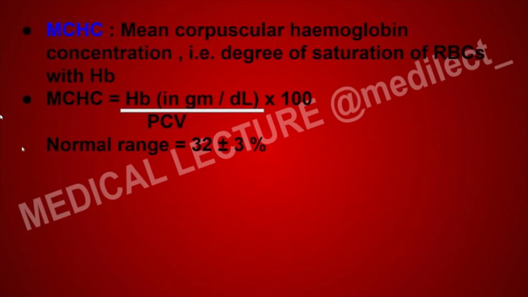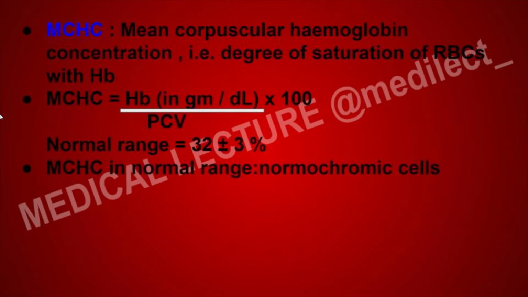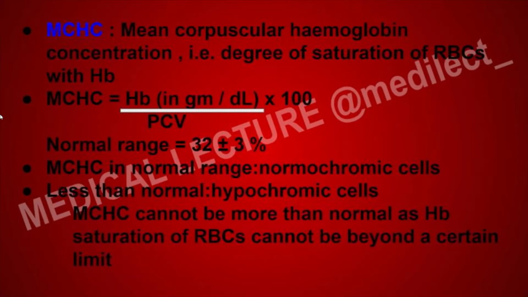Now, MCHC in the normal range is known as normochromic cells. MCHC less than normal is hypochromic cells, while MCHC cannot be more than normal. Remember, it can be normal or less than normal. The MCHC cannot be more than normal, as the hemoglobin saturation of the RBCs cannot be beyond a certain limit. So this line is very important.